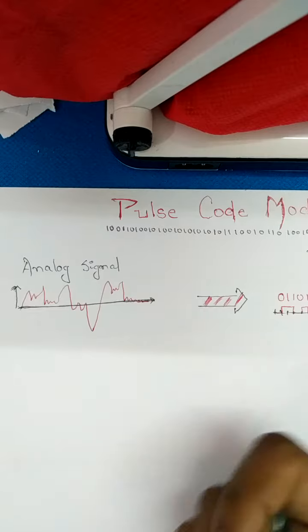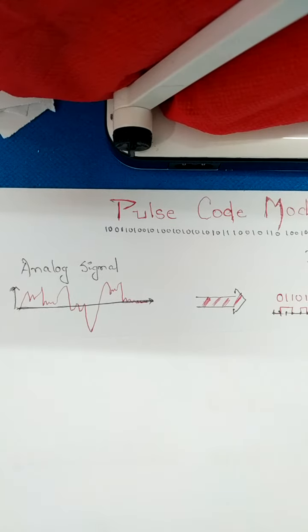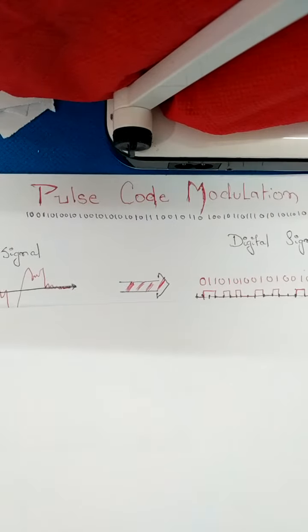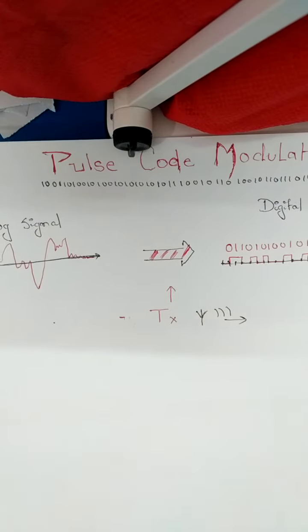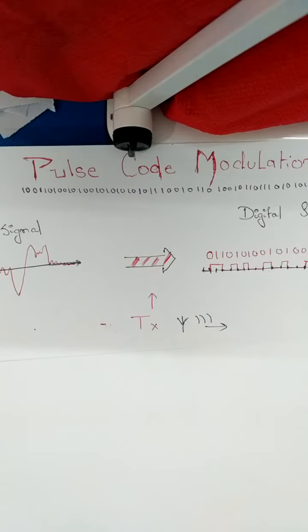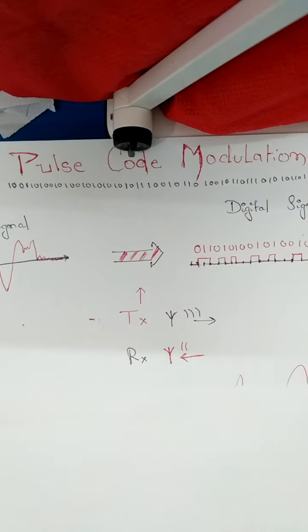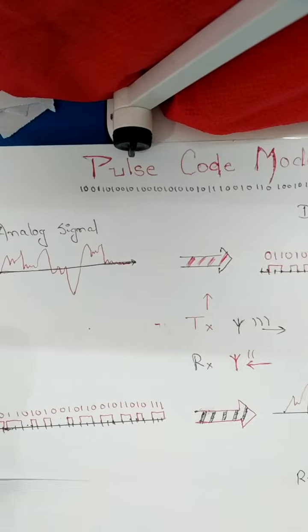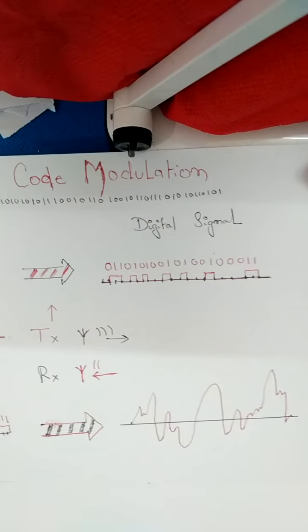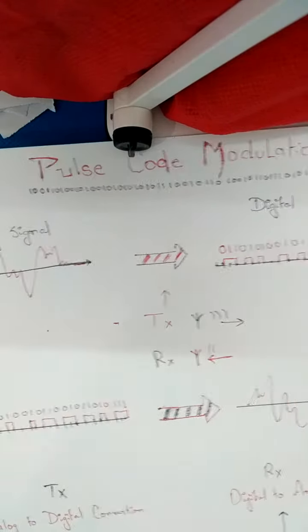So any signal that is an analog signal has to be converted into a digital signal, and this is for the transmitter. For the transmitter, the analog signal has to be considered and converted into a digital signal. For the receiver, the opposite will happen. For the receiver, the digital signal will be converted back to an analog signal, and that's what we do in PCM.